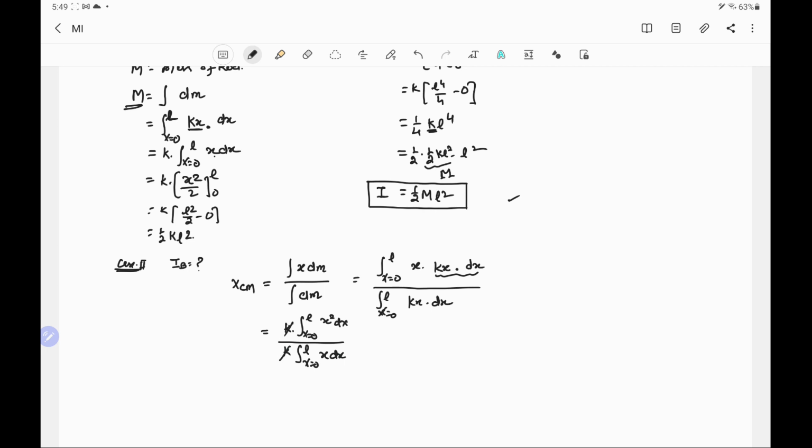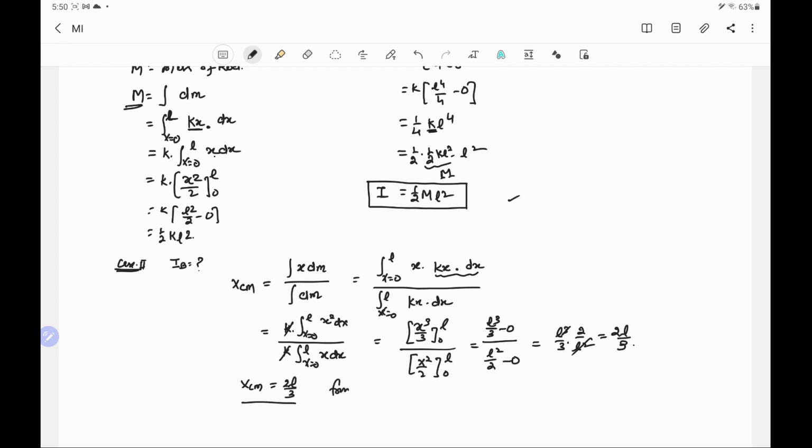K is cancelled out. On integrating, it will come x cube by 3, 0 to L, and x square by 2, 0 to L. Substituting the limits, L cube by 3 minus 0 by L square by 2 minus 0, that is equal to L cube by 3 into 2 by L square. L square will be cancelled out, so it will come 2L by 3. That means the center of mass is at distance 2L by 3 from A.